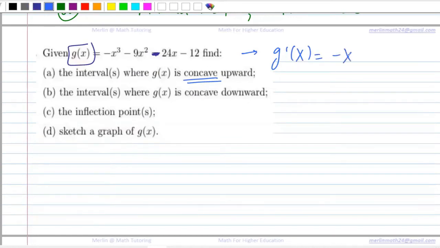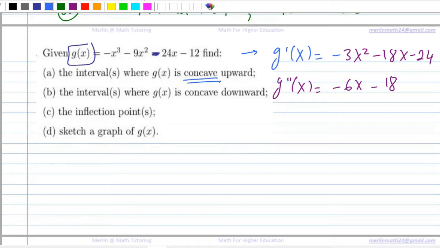Derive first. What do you get? You get minus 3x squared and then minus 18x and then minus 24. Okay. For the second derivative, we get minus 6x minus 18.